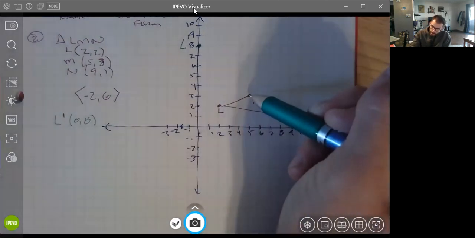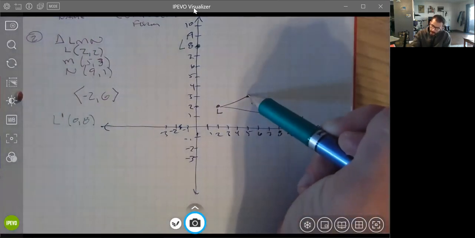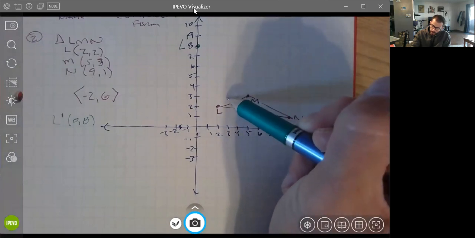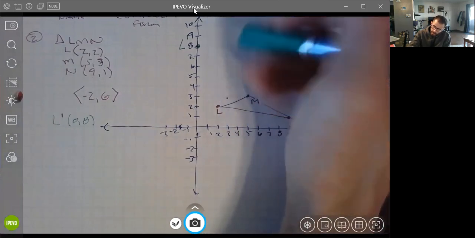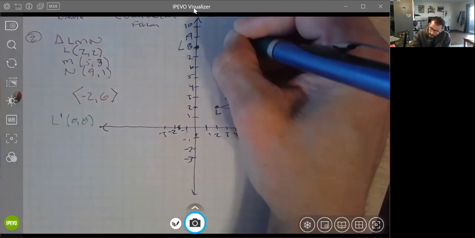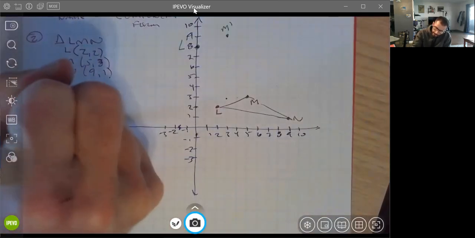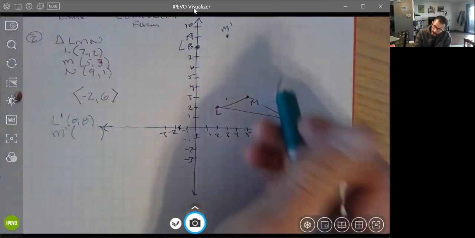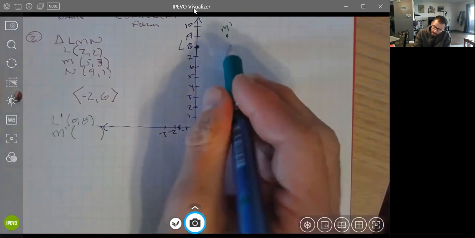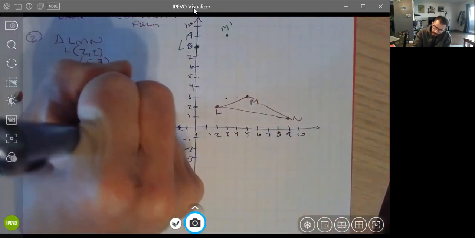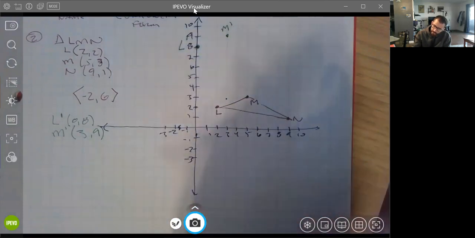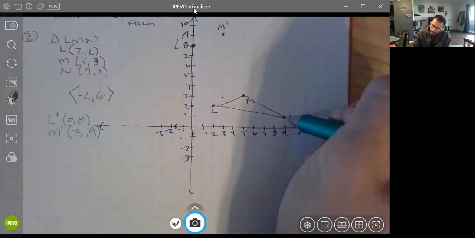Okay, where's M prime going to be? We got to take M, and we got to move left 2, and we got to move up 6. So 3 plus 6 is 9. And this would be M prime. Parentheses, where is it? It's at 3, 9. I wonder how this relates to that. Something to think about.